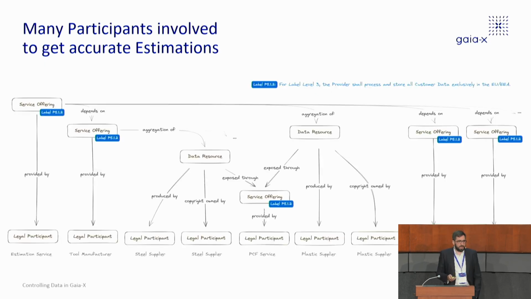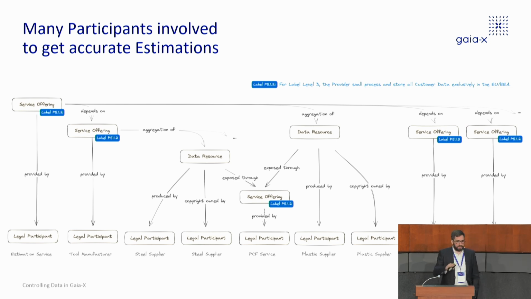Behind that, there are all these companies, and it is rather complex. There are different ways to model this, but if you look at the Gaia-X description, we have a service offering that's provided by the estimation service. That depends on a service offering from a tool manufacturer. That itself uses data from a data resource that's probably exposed through our service we discussed earlier, that has, I don't know, the copyright and the production something, and a lot more. Then back to the top, there's a service that also probably uses data from our services, but it also depends on other service offerings from the machine manufacturer or from a processing, and they all have to work together.